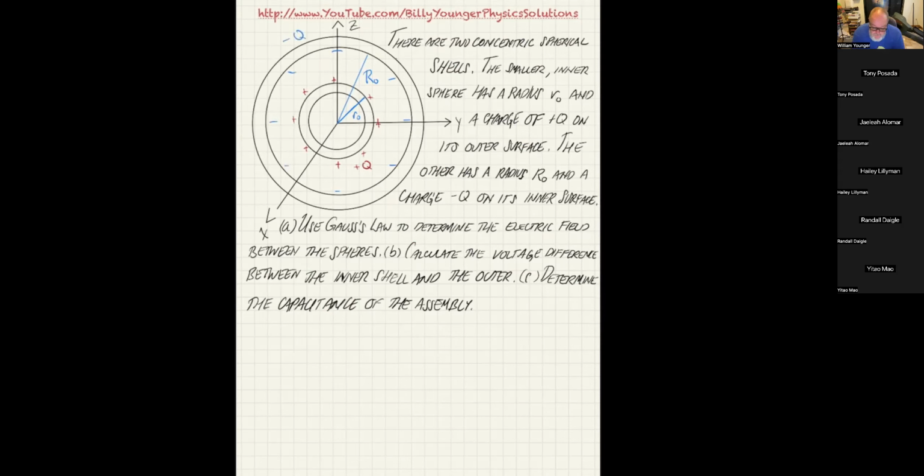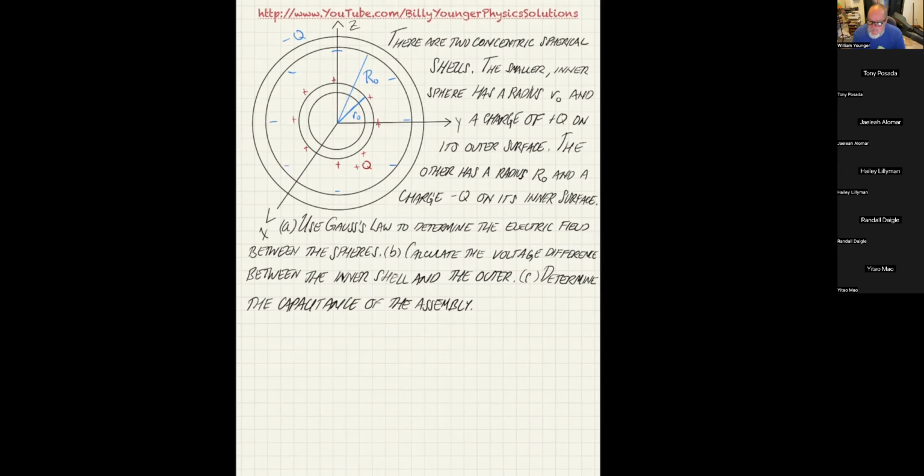So it says there are two concentric spherical shells. The smaller inner sphere has a radius of lowercase r0 and a charge of plus Q on its outer surface. The other has a radius capital R0 and a charge negative Q on its inner surface. A, use Gauss's law to determine the electric field between the spheres. B, calculate the voltage difference between the inner shell and the outer shell.